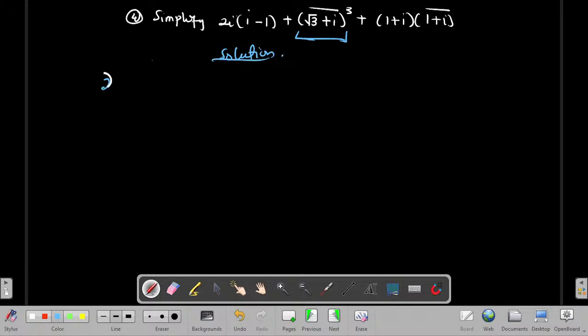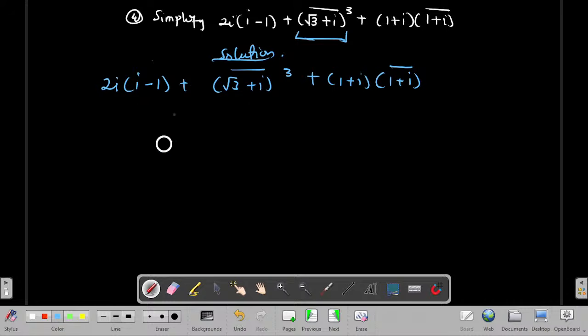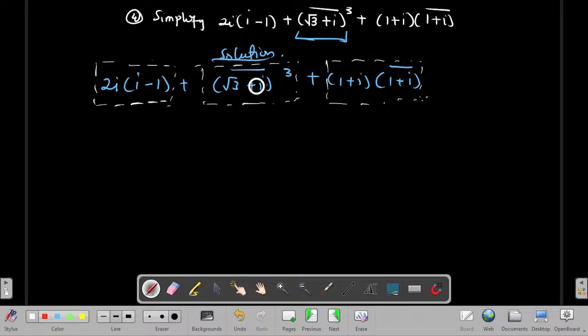I'll have 2i multiplying i minus 1 plus root 3 plus i conjugate cube plus 1 plus i, 1 plus i conjugate. Now, let's break this problem into three different parts. We have part 1, we have part 2, and we have part 3. Three parts. So let's solve them independently.